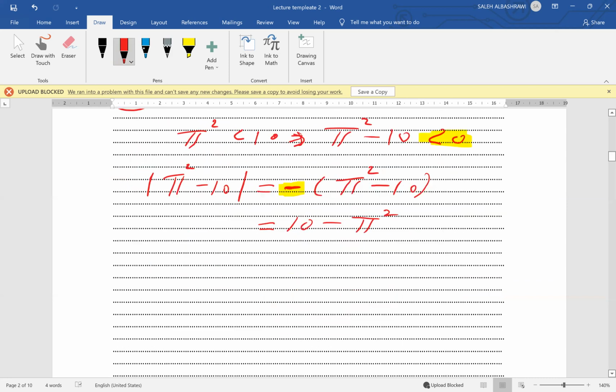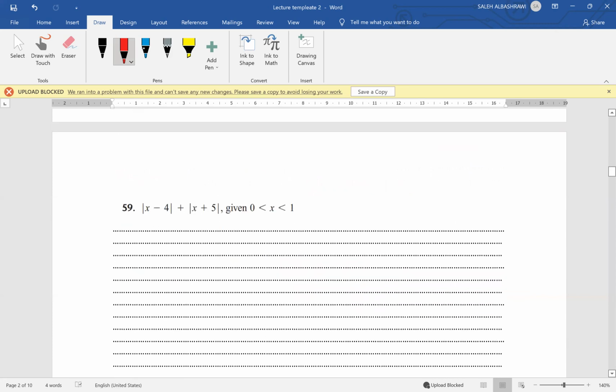More examples. In question number 59, I need to write this expression without the absolute value. Given 0 less than x less than 1, or x is greater than 0 and less than 1, so I have this domain for x. I need to check x minus 4. I need to write the first part without absolute value.